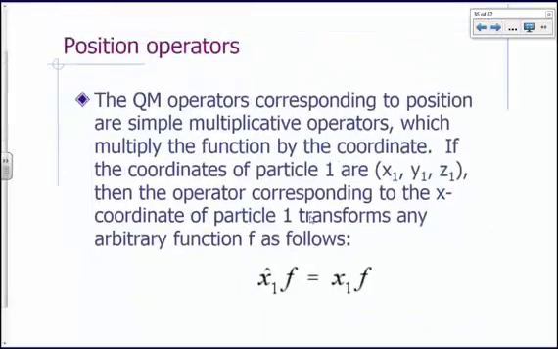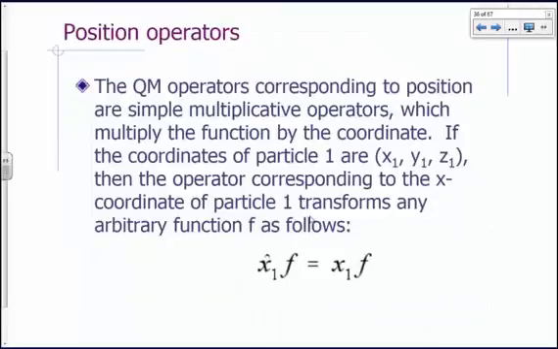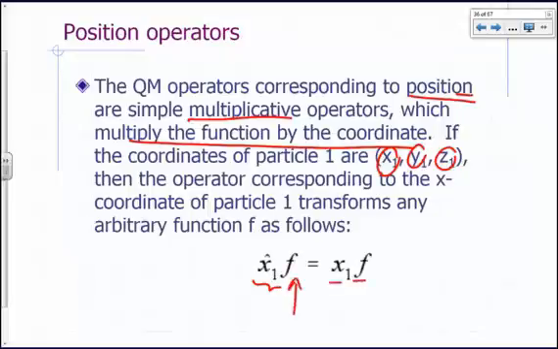So, what are these operators? Quantum mechanical operators corresponding to position are just multiplicative operators, which multiply the function by the coordinate. So let's say you define x1, y1, and z1 as the coordinates of particle 1. Then the operator x1 hat simply multiplies whatever function it operates on by x1. It's a multiplicative operator. Okay?